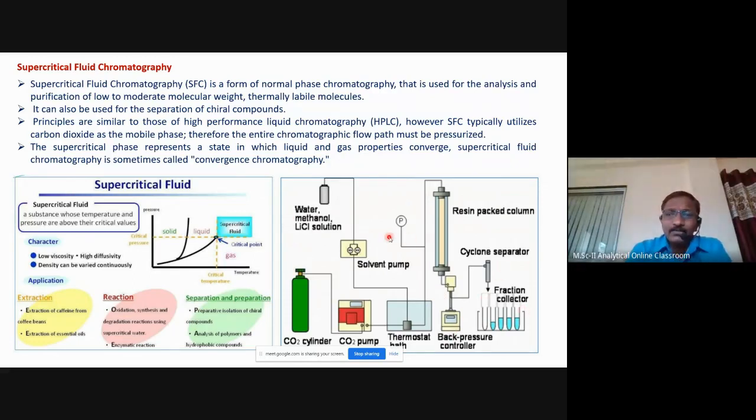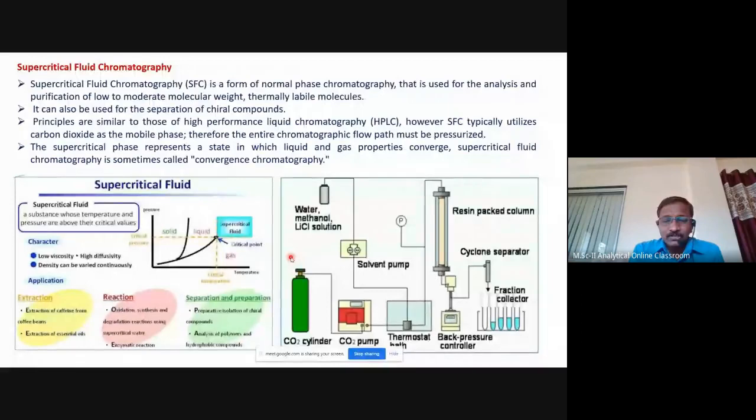So that technique is similar to HPLC, the only change here is that we can use CO2. For this purpose, we must focus on what is meant by supercritical fluid, what is meant by critical temperature, what is meant by critical pressure, and how, at low viscosity, it can be very useful, and where we can apply it. Mostly it is applied to natural product extraction, and they can easily separate chiral compounds.